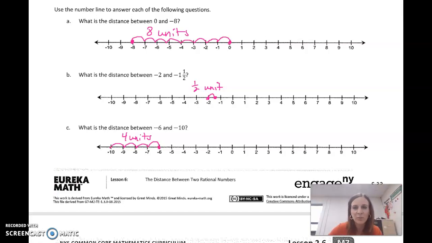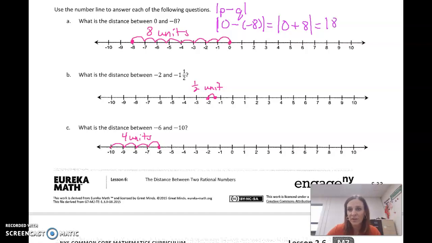Oh, I lost my blue, so we'll use purple. Again, I'm using P minus Q. I'm subtracting the two numbers and taking the absolute value. So I can go 0 minus -8, absolute value of that. Keep, change. I get the absolute value of 0 plus 8, which is 8, and the absolute value of 8 is 8. Notice we get the same thing, but we can do it without a number line.